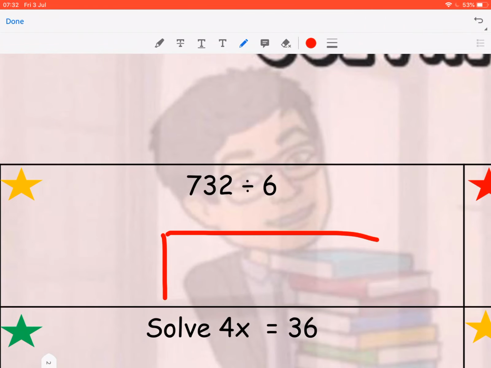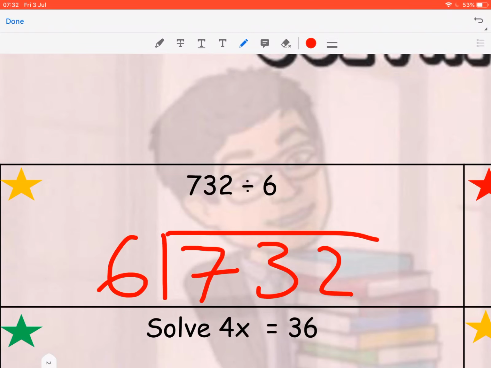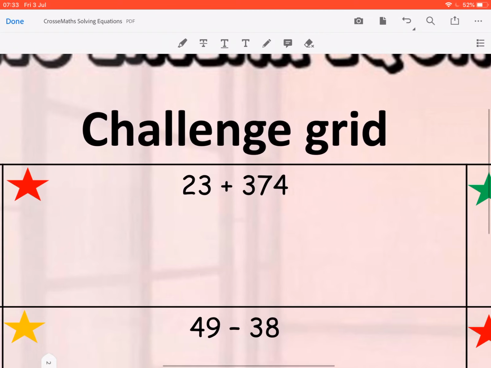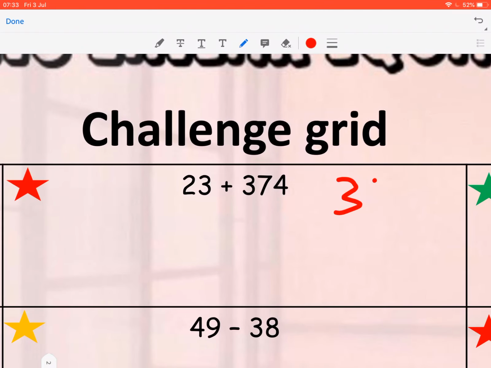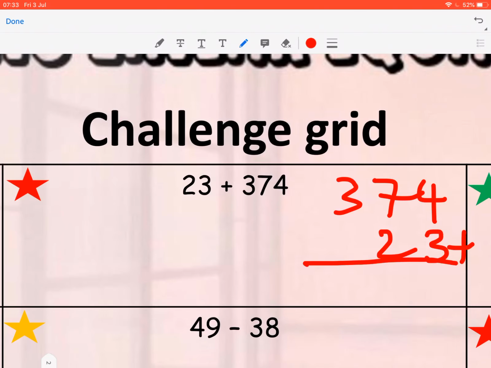Okay, so I've got 732 divided by 6. 6 goes into 7 once, remainder 1. Goes into 13 twice, remainder 1. And it goes into 12 twice. So my answer is 122. 374. Add on 23. Remember, when you're adding, everything's got to hug the right hand side. 4 plus 3 is 7. 7 plus 2 is 9. And 3 plus nothing is 3. 397.